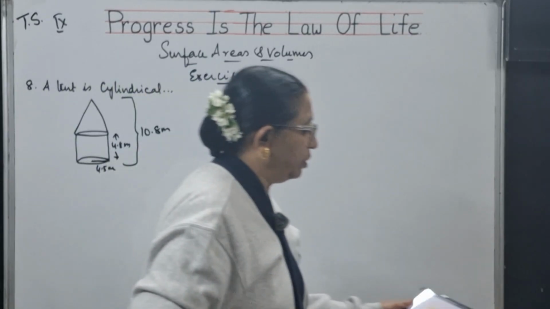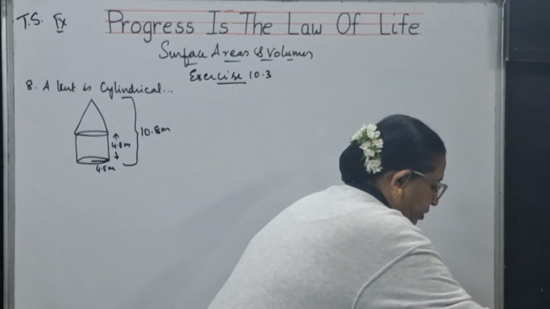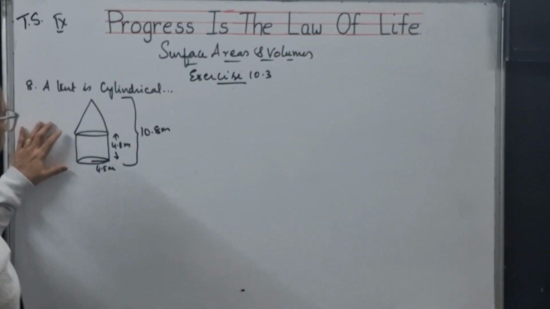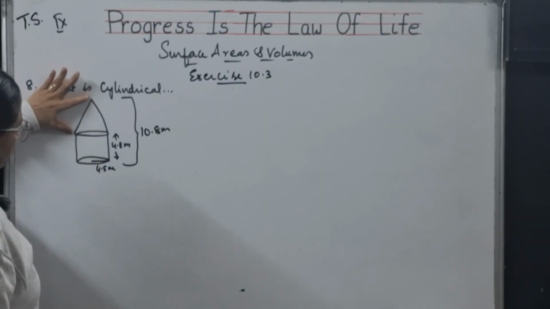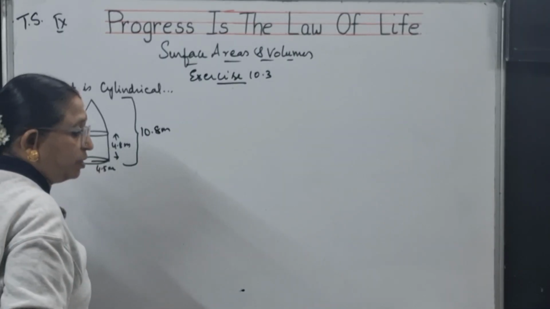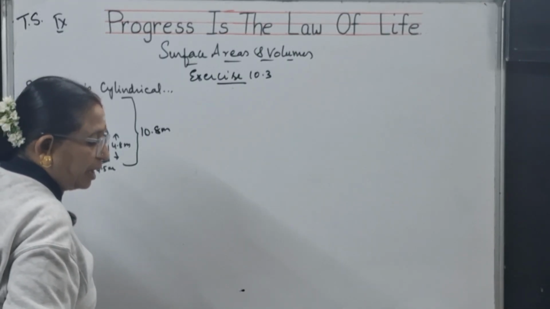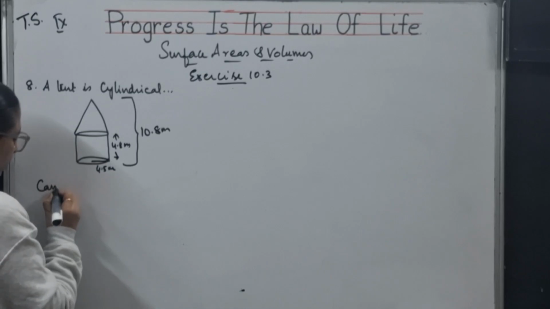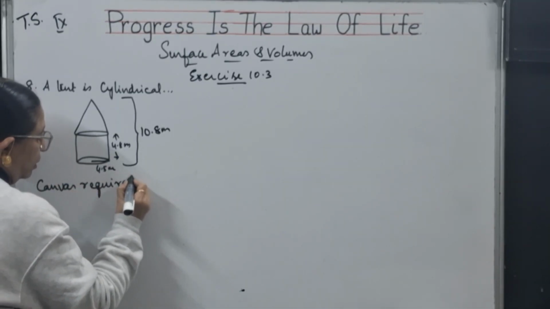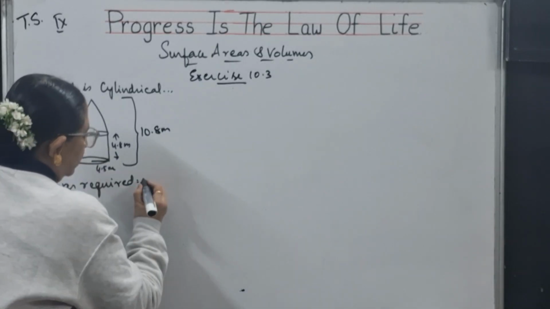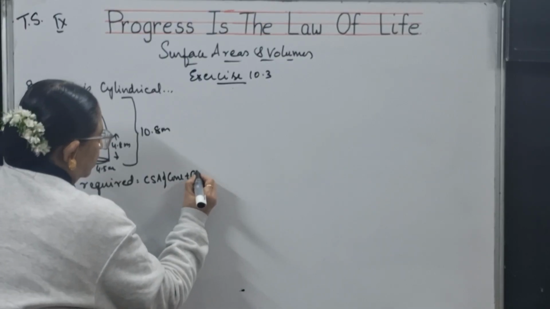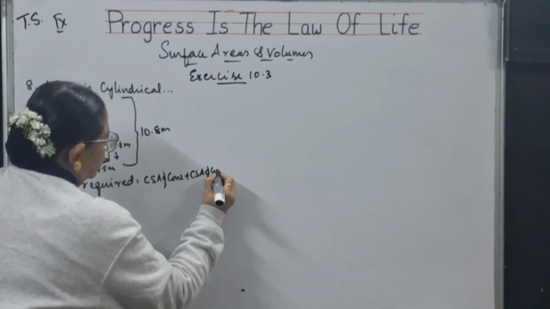So, what is given to us? They have given the shape of the tent. The shape of the tent is cylindrical, and upon the cylinder, a conical shape. So you need to find out what the question is. Find the canvas required. How will you find the canvas required? Canvas required is nothing but curved surface area of cone plus curved surface area of cylinder.